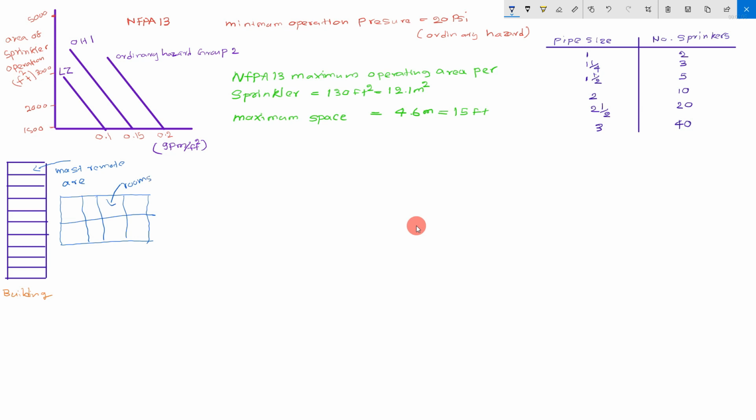and in this chart you can select what area you must select for the most remote area. This is ordinary hazard group 2, and the highest GPM per square feet point. This is the point. Please try to find this chart in NFPA 13, and I select this point, the minimum square feet and maximum flow rate density here. Selected point.